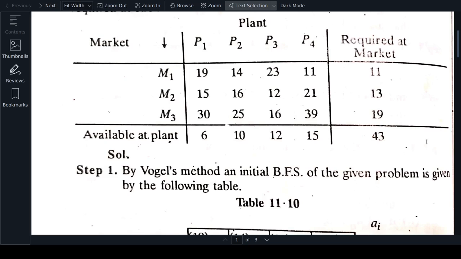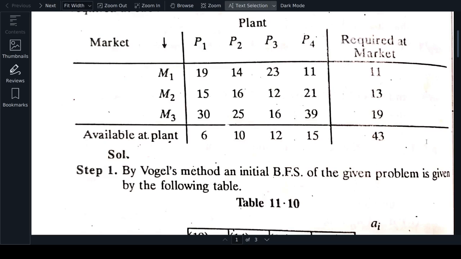Clear? Roshni? Yes, sir. My calculation was wrong. Okay, so you will check this one. In this way, you check. If this is not balanced, then first you make it into a balanced transportation problem. Here this is balanced, so no problem.